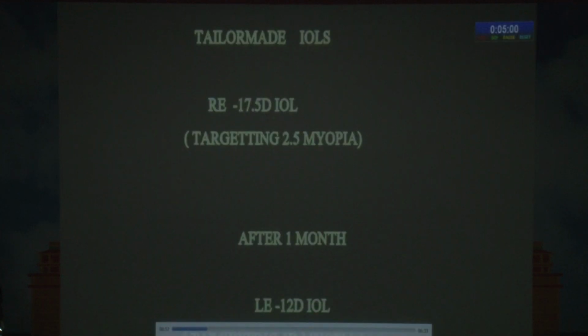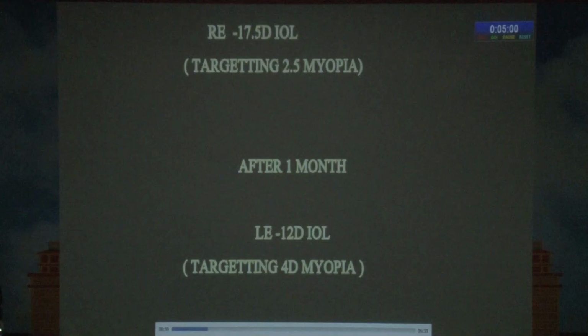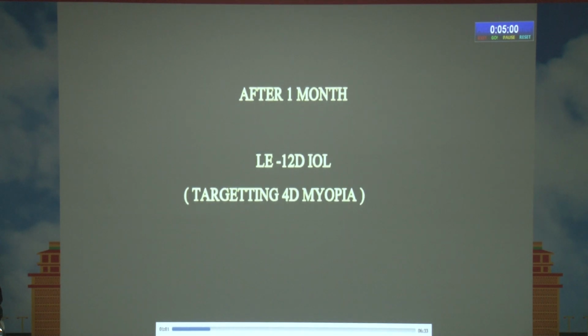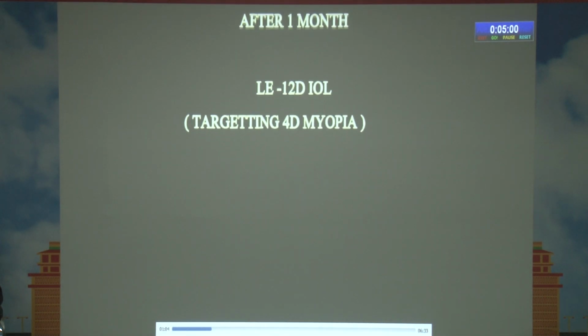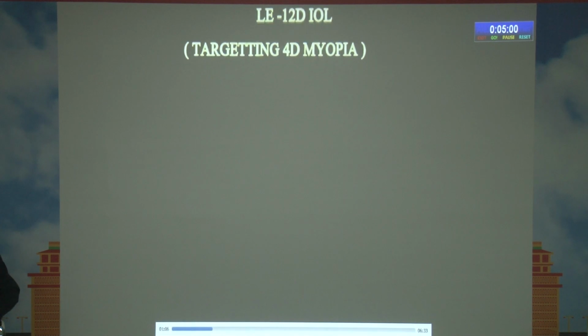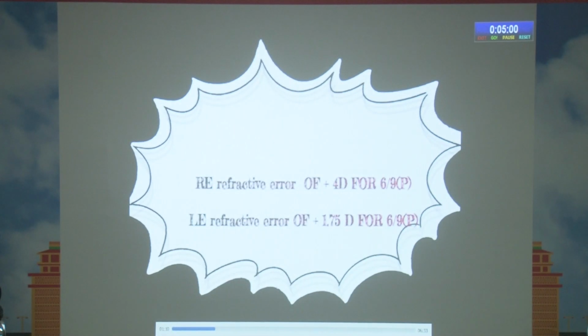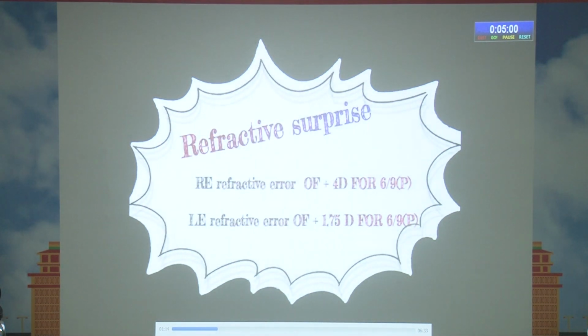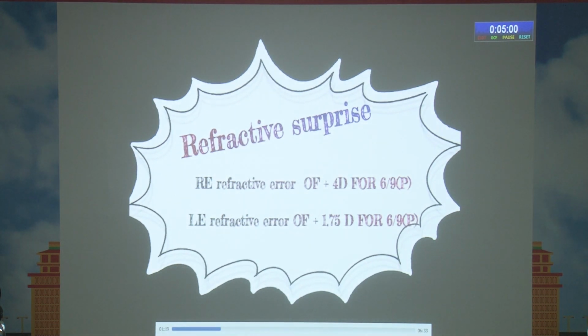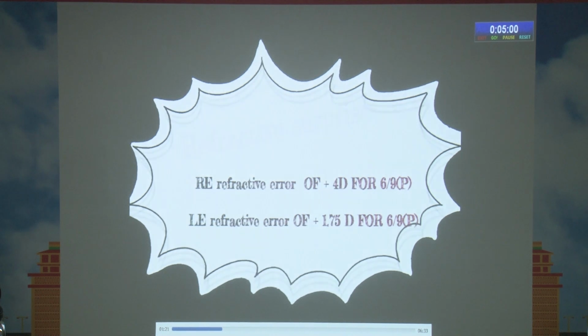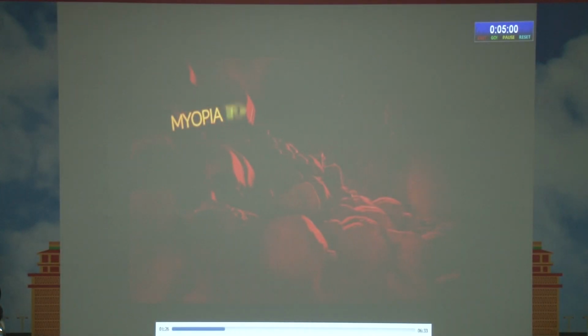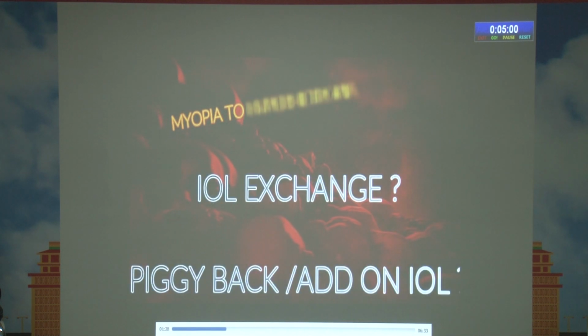So first, in the right eye, we targeted 2.5 myopia with a -17.5 IOL, but she wanted freedom from glasses. So we targeted 4 diopter myopia in the left eye, but this is what we ended up with. It was a huge surprise. Right eye plus 4 diopter hypermetropic, and left eye plus 1.75, 6/9 in either eye, and we did not know what to do. A myopic turning into hypermetropic is very, very difficult to adjust.